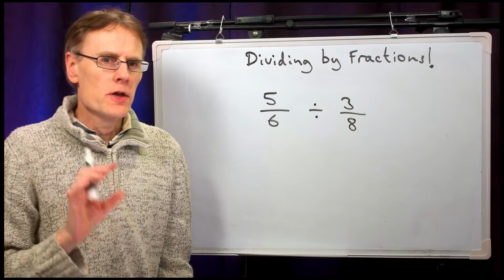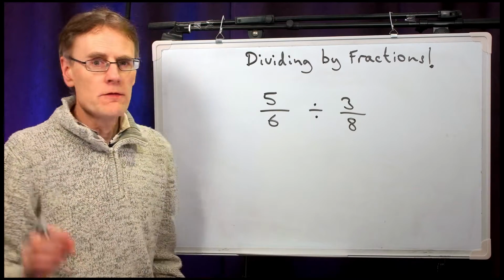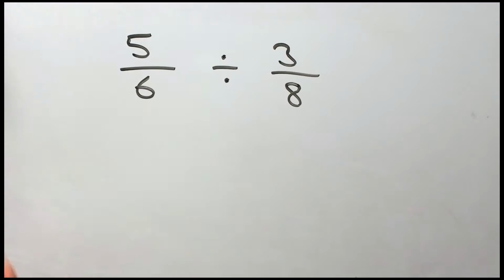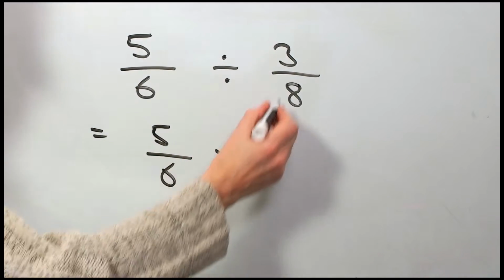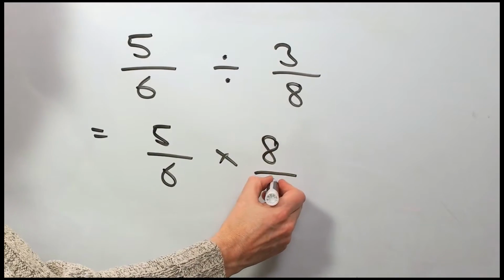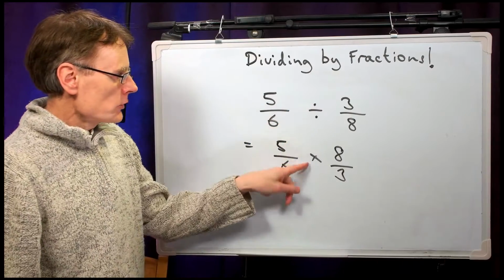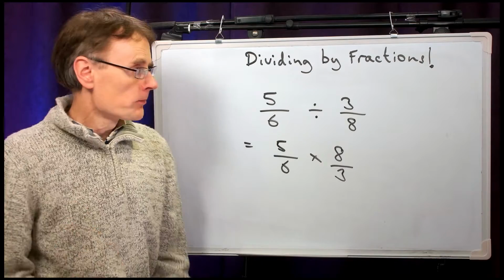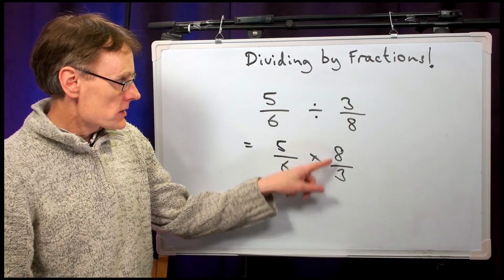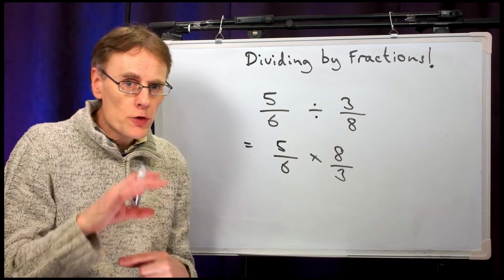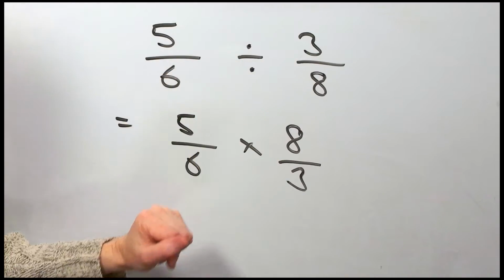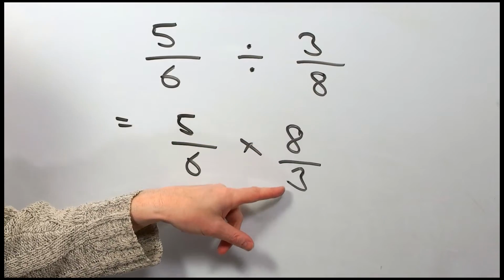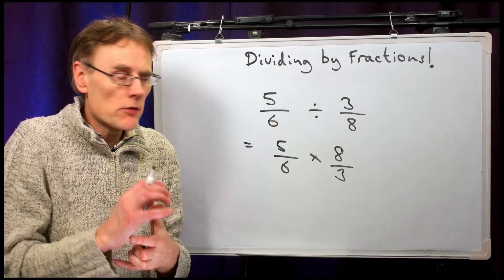Instead, we're going to change it to the opposite thing. Instead of dividing, we're going to multiply. We're going to change it to 5/6 multiplied by 8 over 3. Multiplying is the opposite of dividing, and 8/3 is the opposite of 3/8. It's called the reciprocal. Here the 3 is multiplying and the 8 is dividing. Here the 8 is multiplying and the 3 is dividing. So it's the opposite way round.